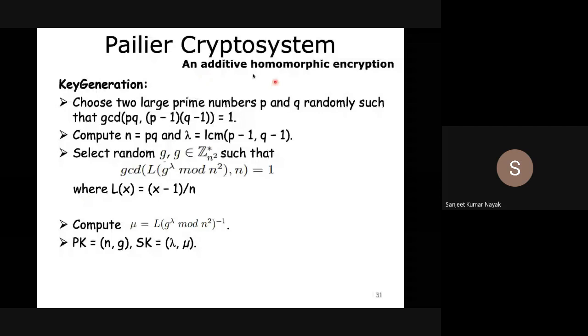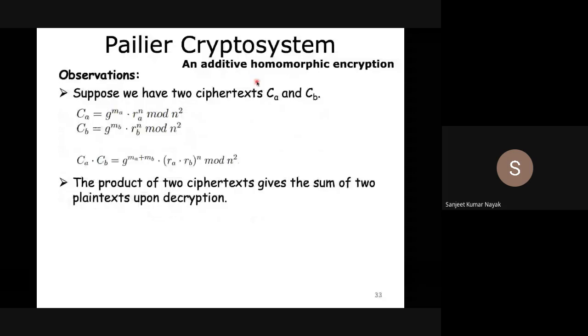I am not going into details. I am just showing you the ciphertext format here. It is CA equals G to the power MA into RA to the power N. Similarly, CB is G to the power MB into RB to the power N. And if I multiply CA into CB, I will get G to the power (MA plus MB) into (RA dot RB) to the power N. If I decrypt it, I will get MA plus MB. So that is what we are doing. The product of the two ciphertexts gives the sum of the two plaintexts on one decryption.